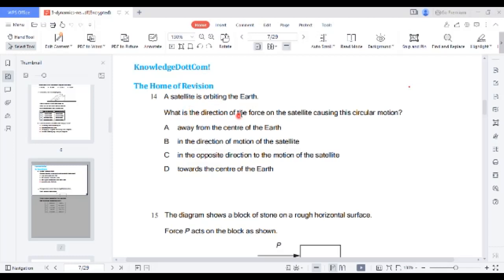What is the direction of the centripetal force? Here the force means centripetal force on the satellite, causing its circular motion. So you know that centripetal force is always directed towards the center.